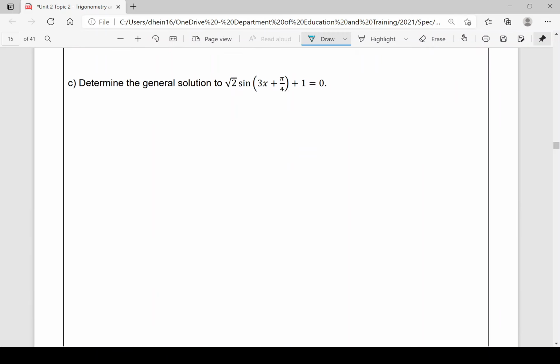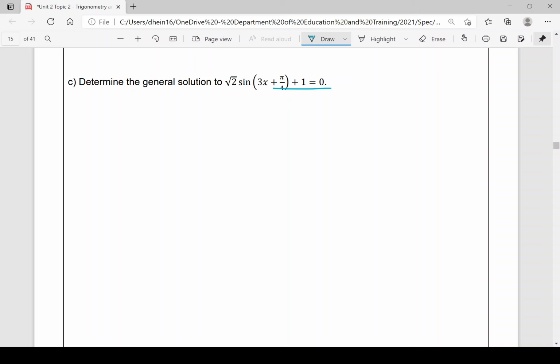Okay, next question. Determine the general solution to square root of 2 sine of 3x plus pi on 4 plus 1 is equal to 0. So let's manipulate this to be a little bit nicer, and this time we're not going to do a variable transformation. We're going to see what happens if I just leave it as 3x plus pi on 4. So different approaches that will give you the same answer.